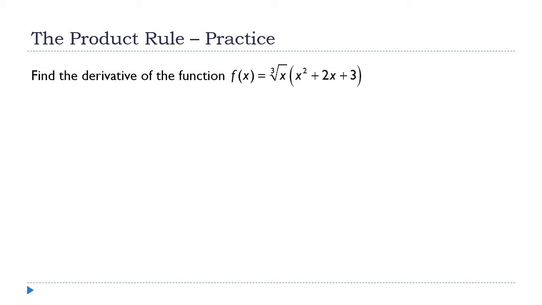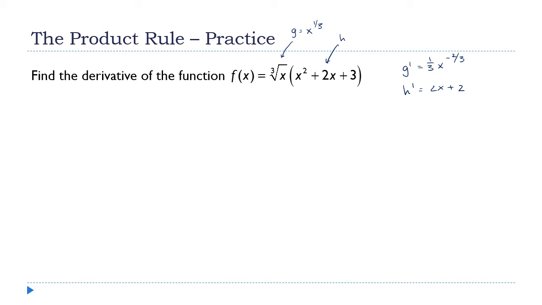Okay, so let's see. This is going to be g. Just so we're clear, g of x is x to the 1/3. I'm going to immediately take that radical and make it a fractional exponent. That way I can use my power rule on it. Then this is going to be my h. So what do we have then? G prime is 1/3 x to the negative 2/3. And h prime is 2x plus 2.